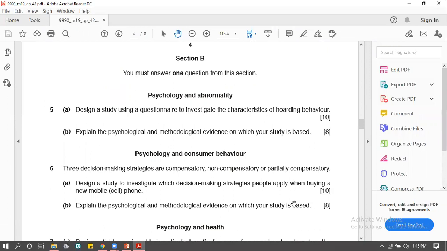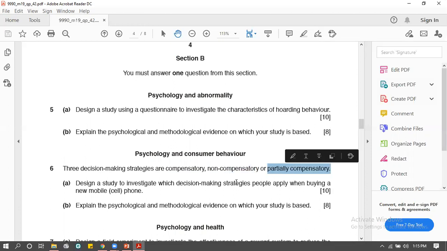For example, I know this is not your domain. This isn't your domain, right? For example, take a look at this question. Design a study to find out which decision-making strategies people apply when buying a new cell phone. Okay? Is it this one? Is it this one? Is it this one? All right.